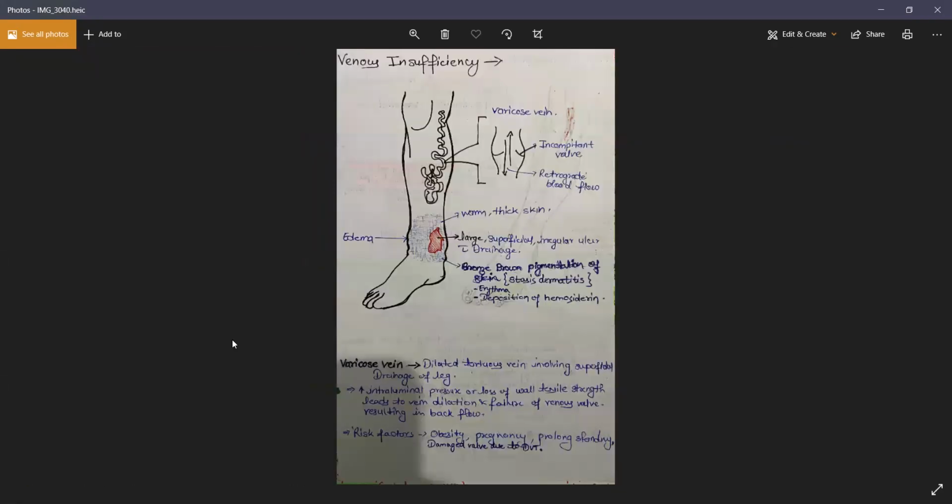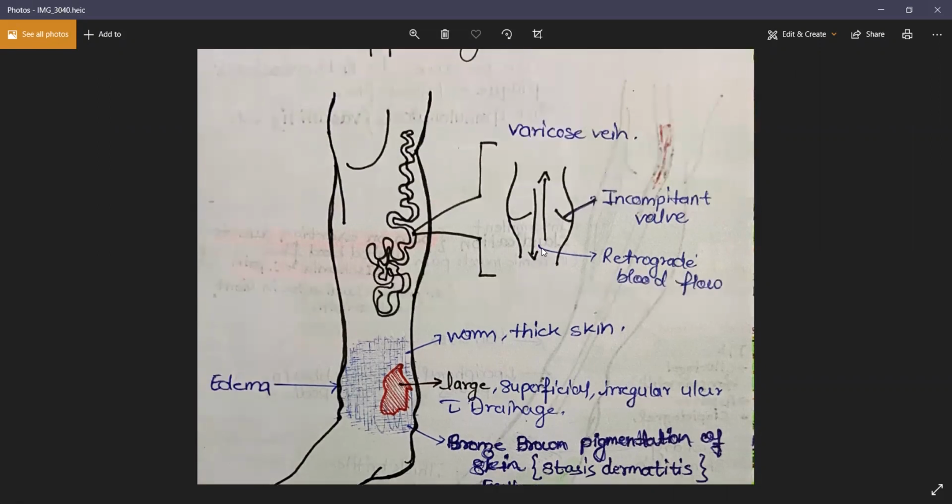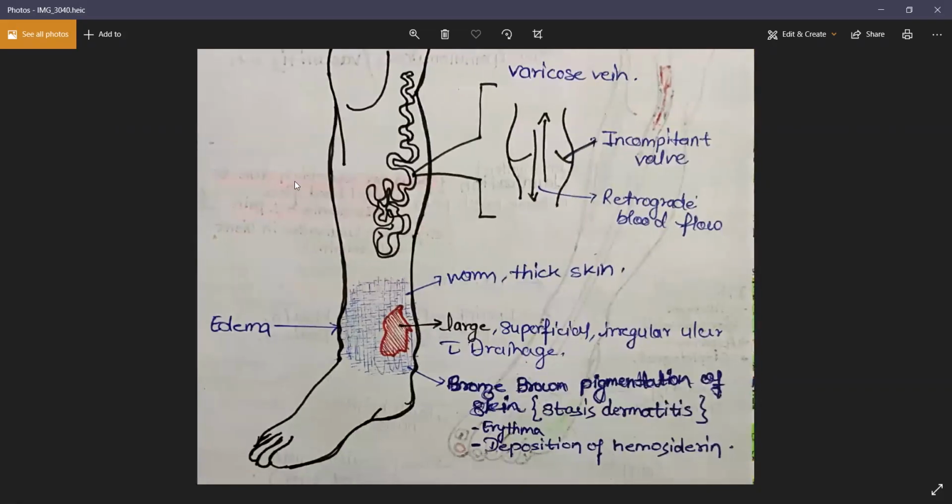In venous insufficiency, the blood is already there, but it just cannot be drained by the veins. If you remember, veins have valves which prevent the backflow of blood. But if you have a history of very prolonged standing, or you're pregnant, or sometimes obese, the veins become very dilated and tortuous, and the valves become insufficient. Because of this venous valve insufficiency, backflow of blood occurs, and the blood starts accumulating in the dependent part of the body, like your legs.